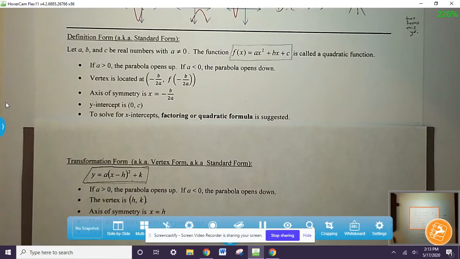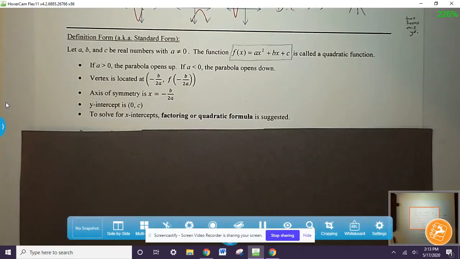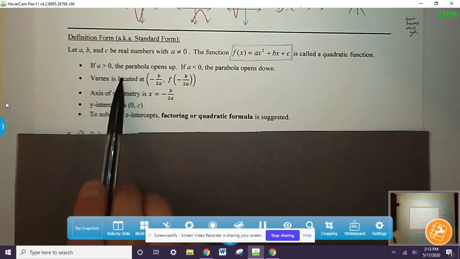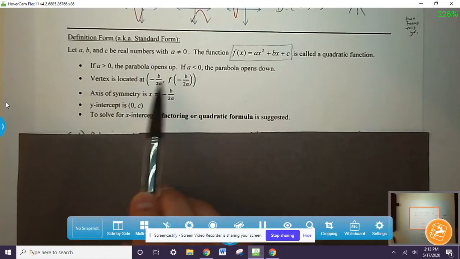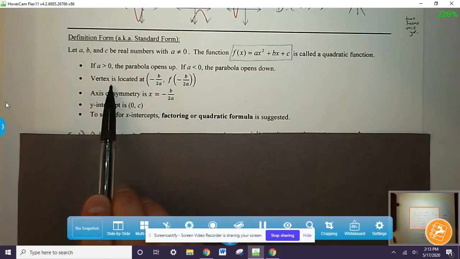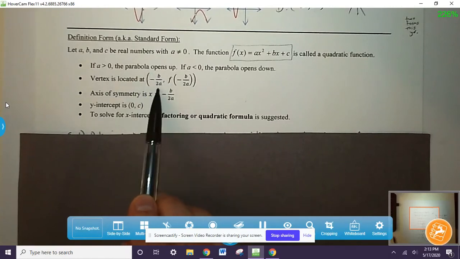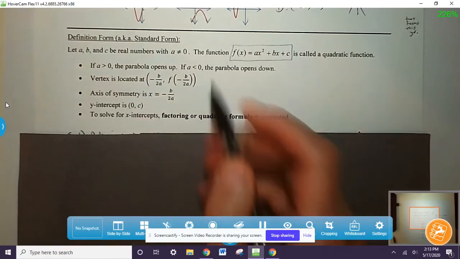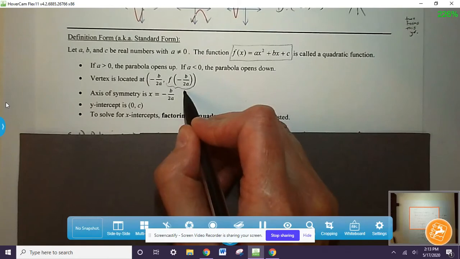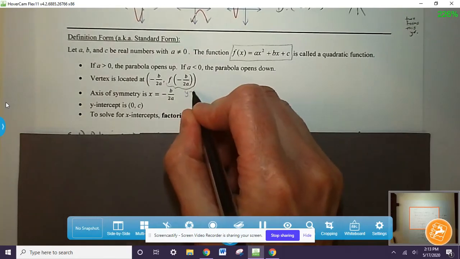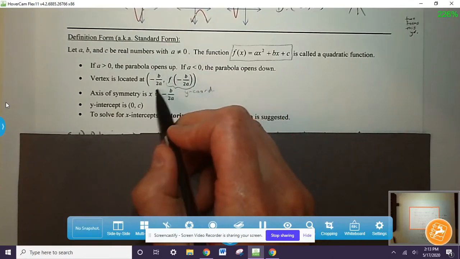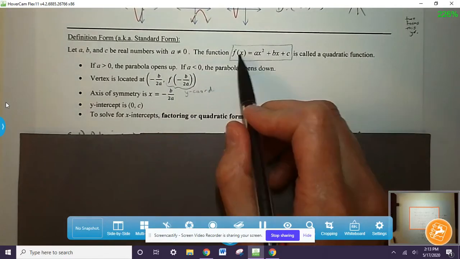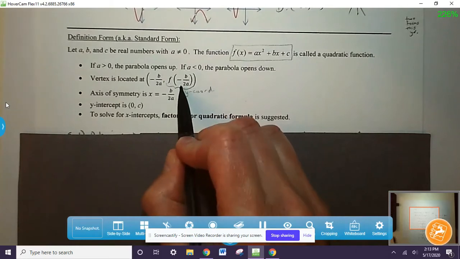So let's start with definition form. You should be aware of all of these facts from your work in Algebra 1 and Algebra 2. And this part might look a little tricky to you. It's how to find the vertex. You use negative b over 2a to find the x coordinate. And this is the y coordinate. To find the y coordinate, all this says is f of negative b over 2a. So whatever you get for the x, you just plug it into the function f. That's all that means, and we'll see that in action in a moment.